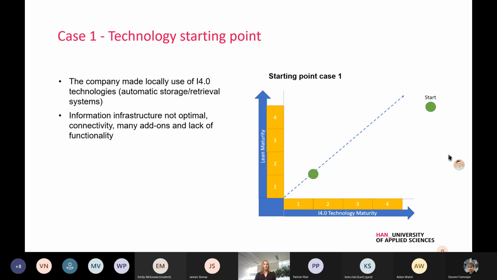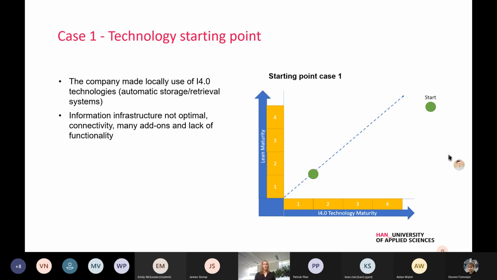And with regards to the technology, we also see that at a local level they made use of some Industry 4.0 and Industry 3.0 technologies. They, for example, had an automatic storage and retrieval system to be able to load the small parts into the trucks. They did have an information structure, but it was not that well connected, and they had bought many add-ons, and that increased the complexity of the system. And sometimes the system also lacked functionality, so the desires and wishes they had from the system, the system could not deliver.